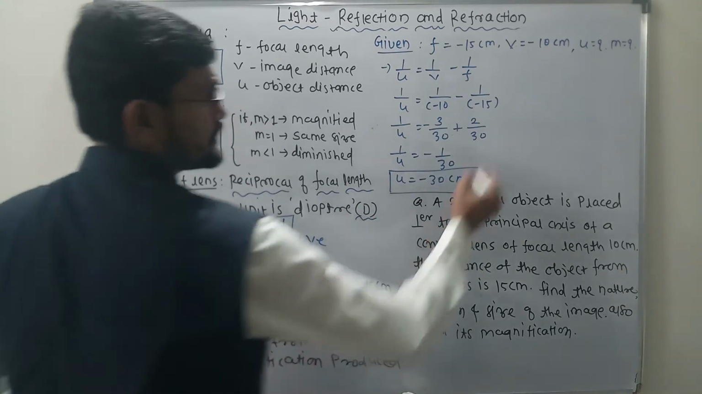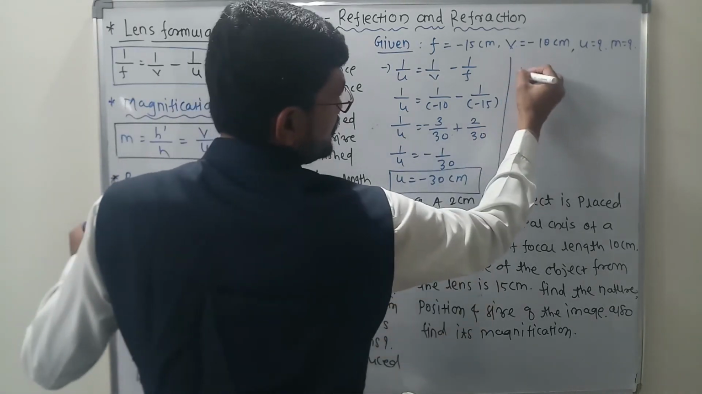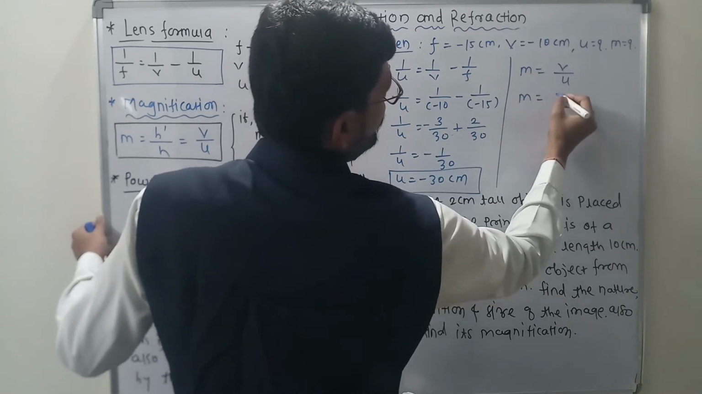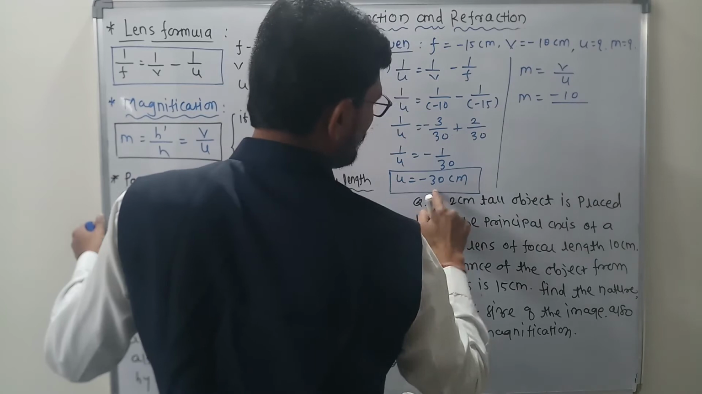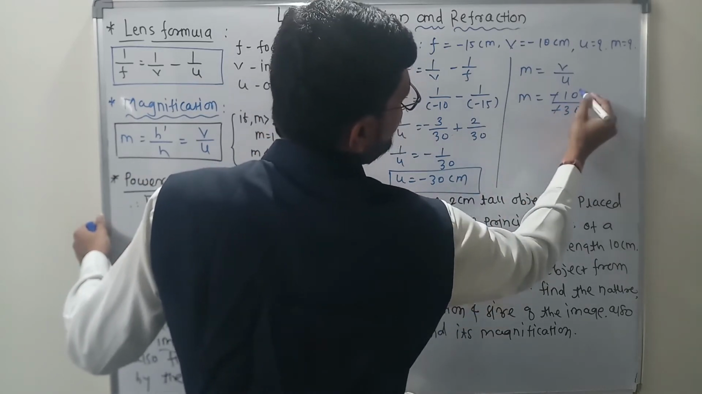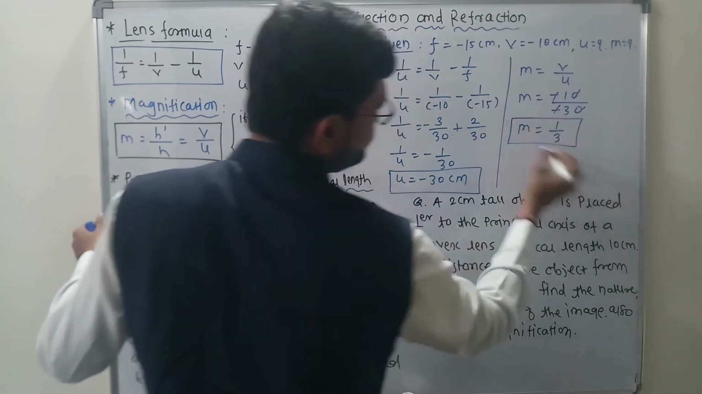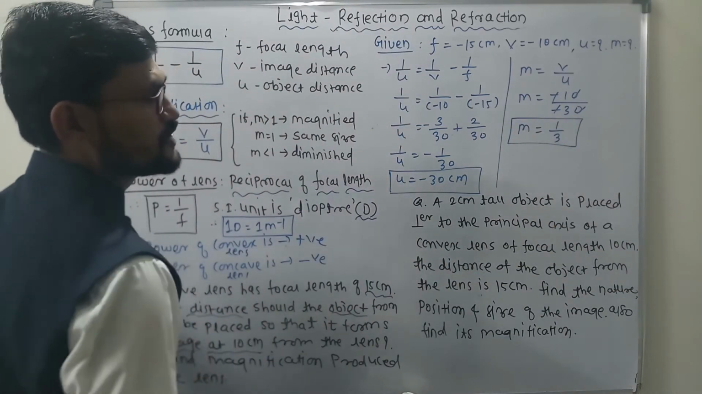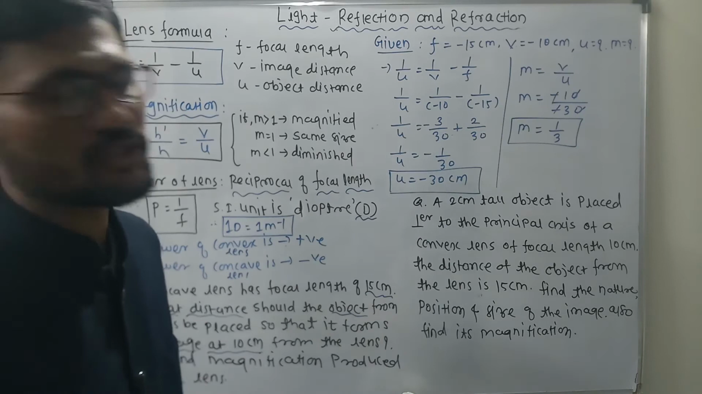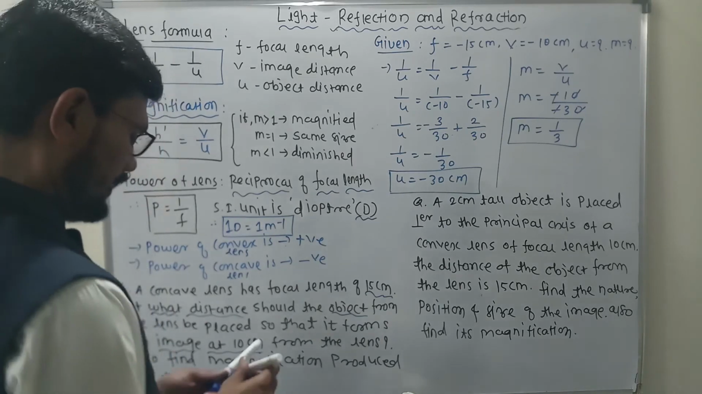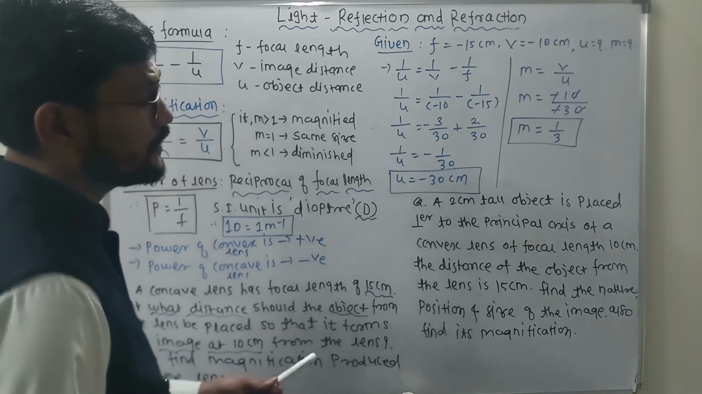Now the next question, in the same question, they have asked for the magnification. Magnification is v by u. So m is equal to v, which is minus 10, and u is equal to minus 30. Minus minus cancel, the zeros cancel. m is equal to 1 by 3. This is the solution of this question. Any problem? It's very good. This is the way to solve the problems.